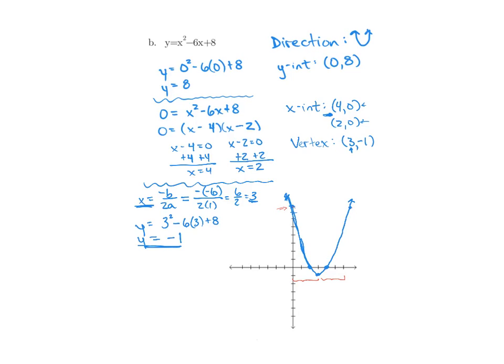This is what our picture should look like. We should go ahead and label our key points. We have (4, 0) and (2, 0) as x-intercepts. We have (3, -1) as a vertex, and we have (0, 8) as our y-intercept. The last thing that we want to include is our axis of symmetry. And so our axis of symmetry is going to be a line that cuts this graph in half.